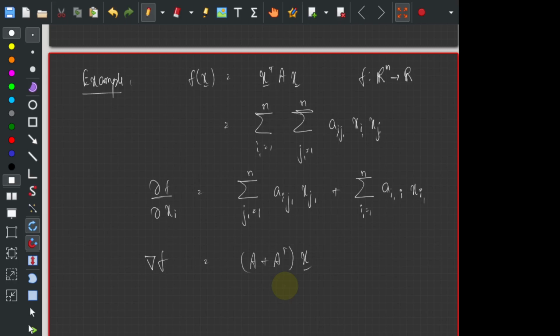So it's not equal to 2 times A times x. If A is symmetric, then this reduces to 2A times x. So things can be a little different when you go to higher dimensions. Any questions?